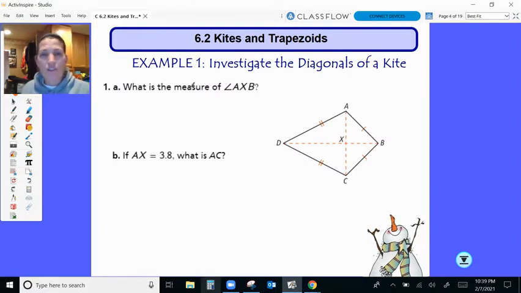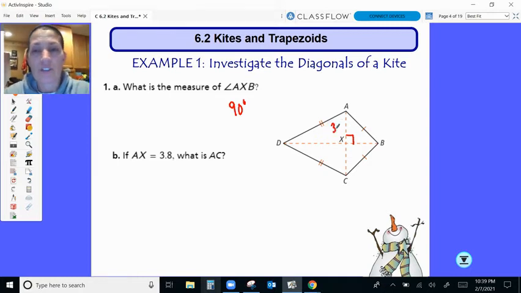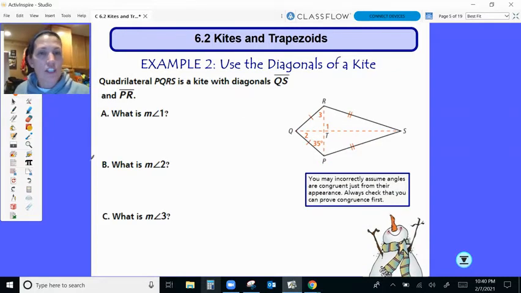What is the measure of angle AXB right here? Those diagonals always also intersect at a 90-degree angle, so this is 90 degrees. If AX is 3.8 right here, since this diagonal gets bisected right here, this also is 3.8 over here. So 3.8 plus 3.8 would be 7.6, and so AC would be equal to 7.6. All right, let's continue on.